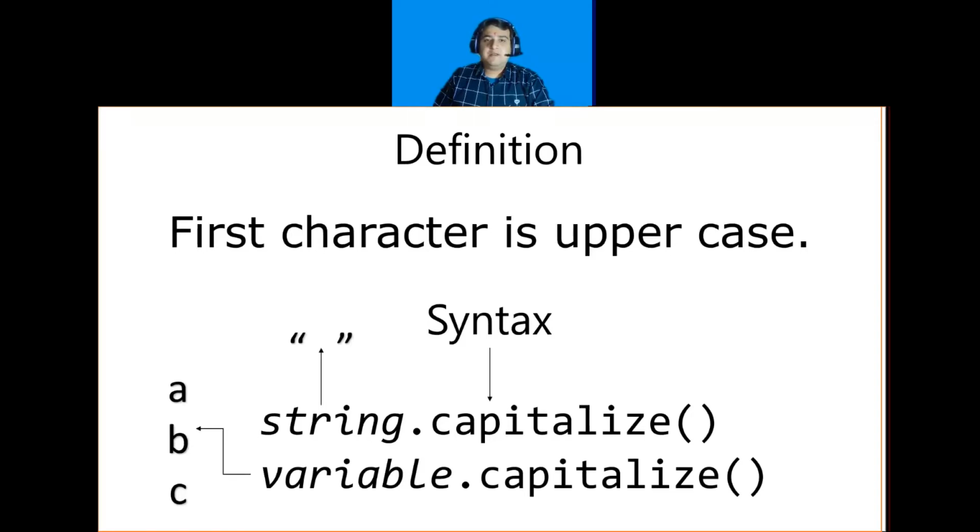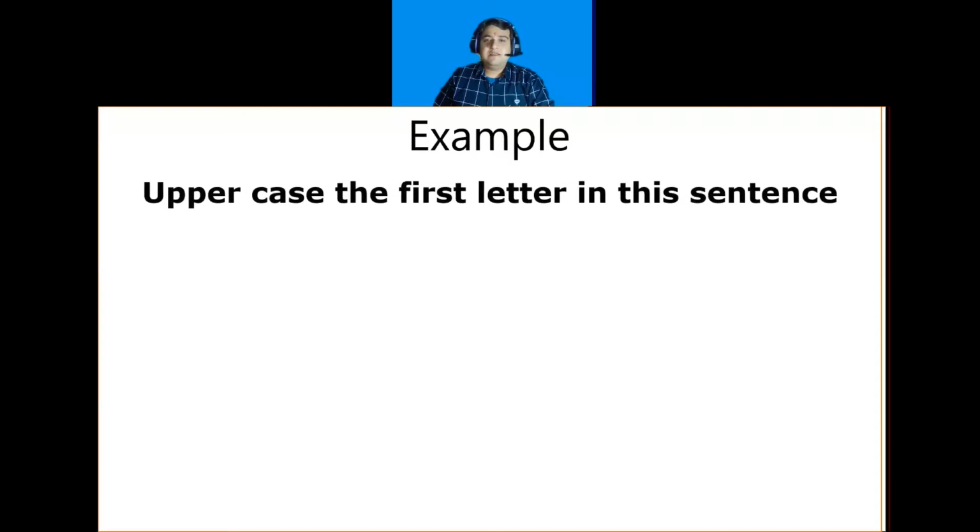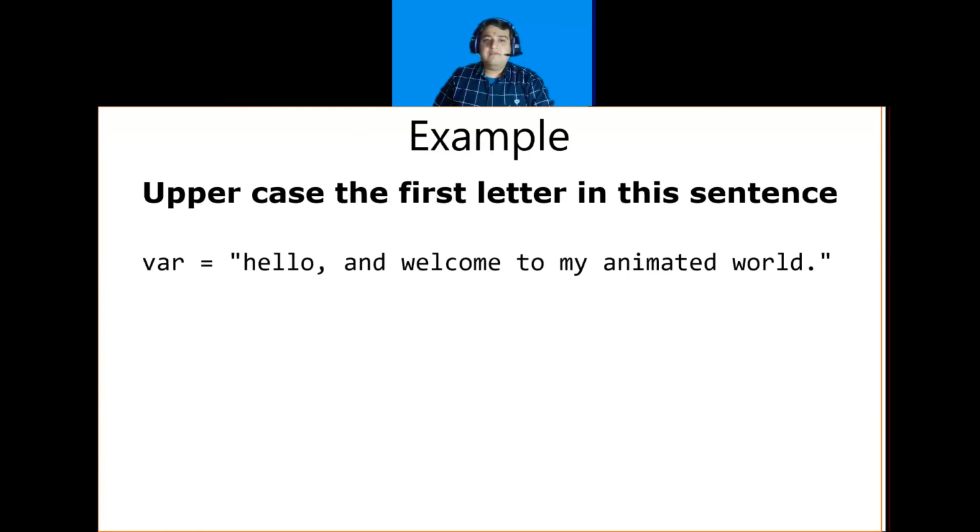For example, let's take an example of making the first letter in this sentence uppercase. So what is the sentence? Hello, and welcome to my animated world. This is the text which is going to be stored in the variable where. Now, for capitalizing this h in hello, I will write a is equal to where dot capitalize. My output is going to be stored in my new variable a.